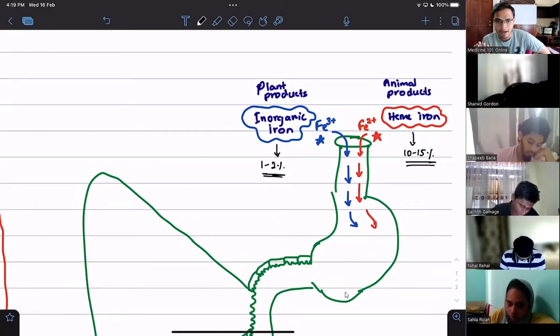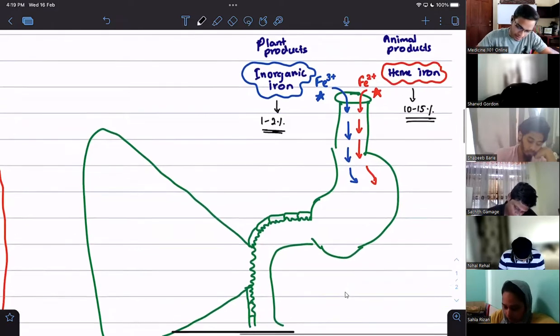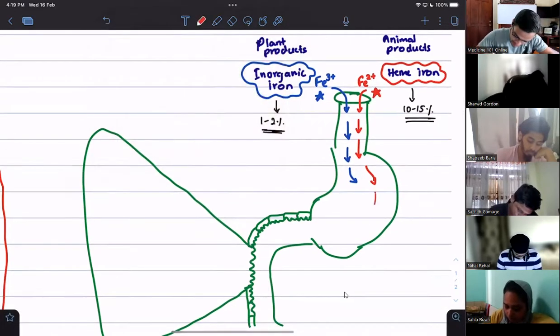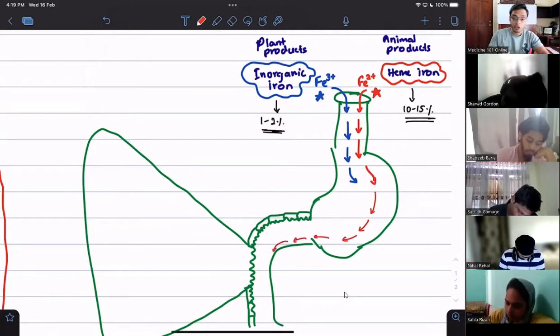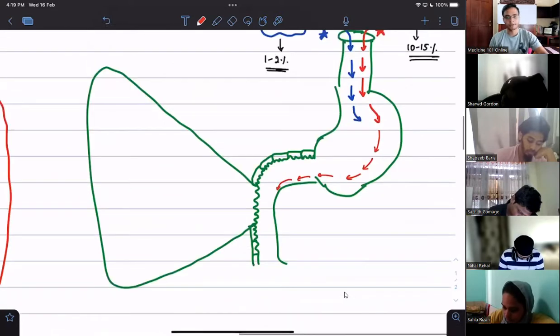Heme iron, gram for gram, is more bioavailable in the human body. We will see why that is. Now look at this. We'll go with the heme iron first. Heme iron comes all the way here, to the proximal duodenum, the initial part of the duodenum.